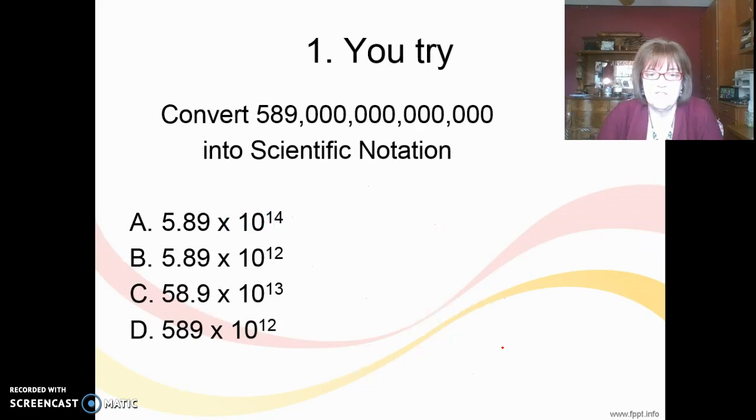All right, now that you've seen an example, your turn. Count them carefully.